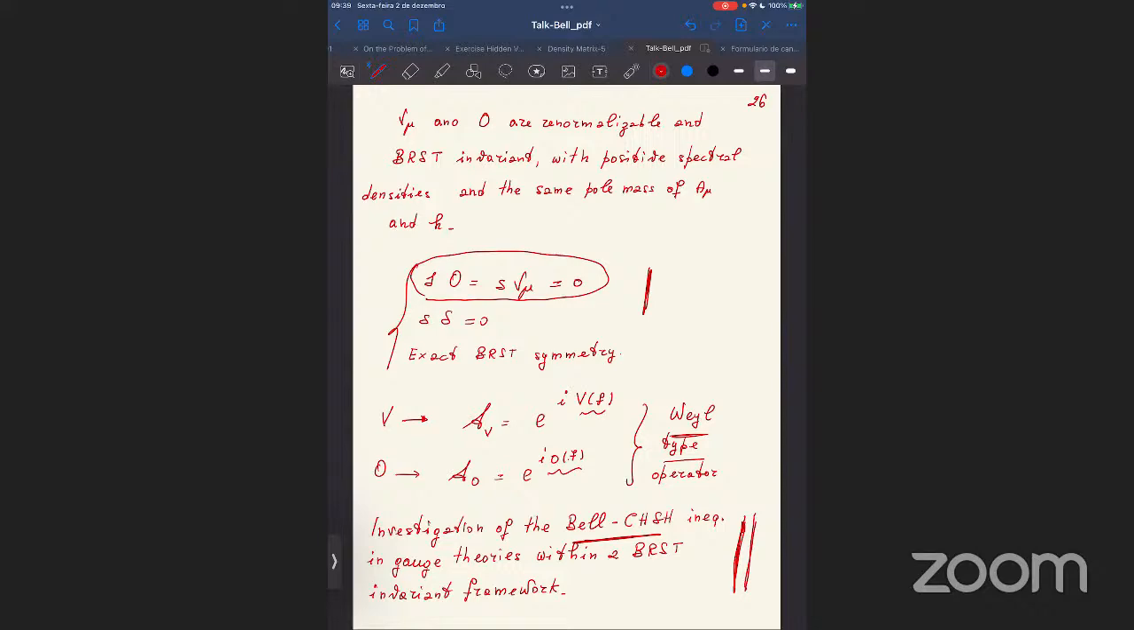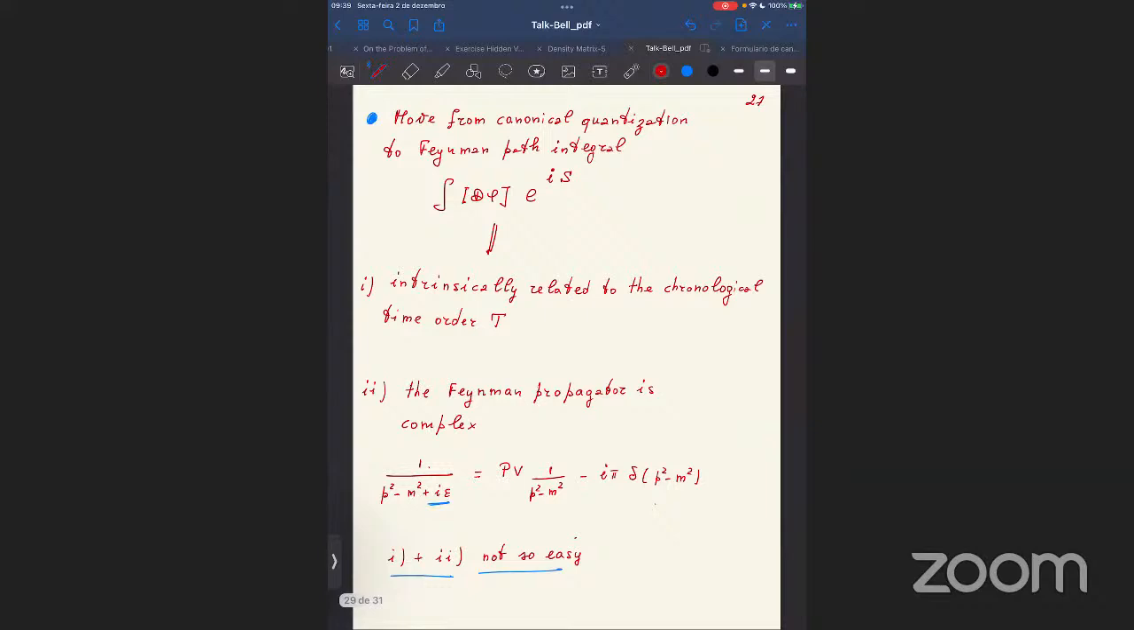Another point which we are looking at is the possibility of formulating the Bell inequality within the Feynman path integral. As far as we know, such a formulation has not yet been done. So the computation which I have shown before was done within the canonical quantization, but not with the Feynman path integral. This might look like a quite simple step, but indeed, apparently it's not so simple because the Feynman propagator is a very complicated object.